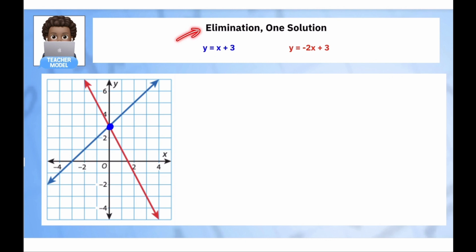To eliminate means we're going to solve really by eliminating one of either the x or the y. We're going to create that zero pair. So what does this look like? All right, I'm going to use our two equations.